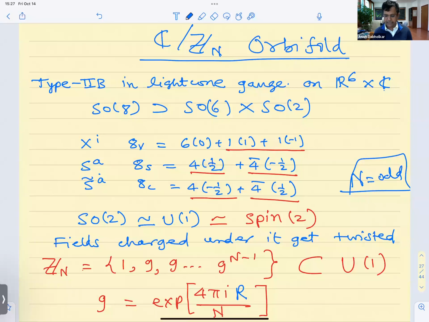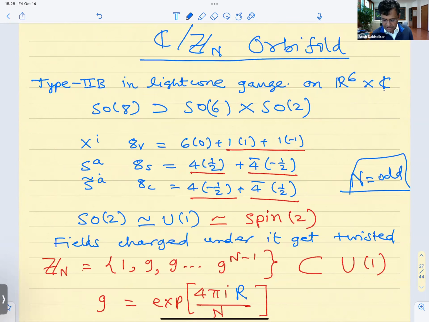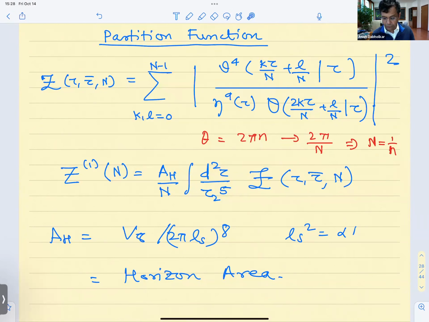Then you can write down the partition function more or less by inspection. The orbifold symmetry acts only on those fields which are charged, but this 6 is not charged. The 4 fermions give you these theta functions. You have 4 complex fermions, and it gives you theta to the 4 with k tau upon n plus l upon n. These are the orbifold twisted sectors and the projections.